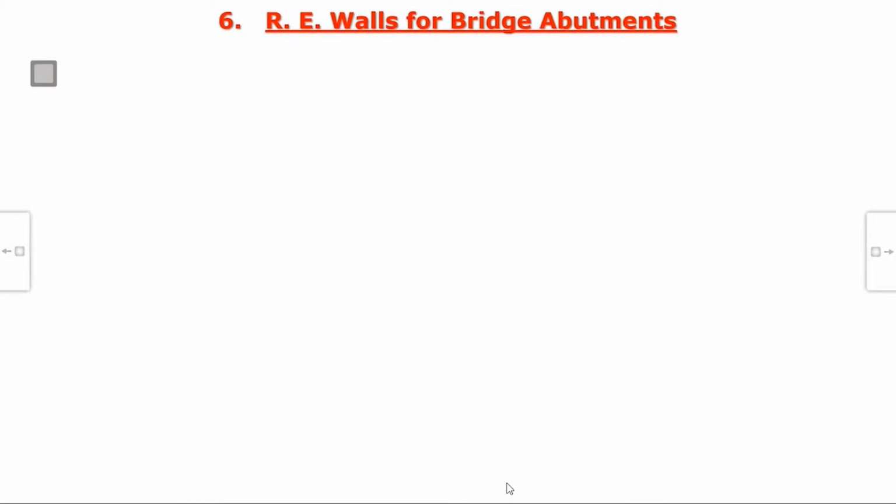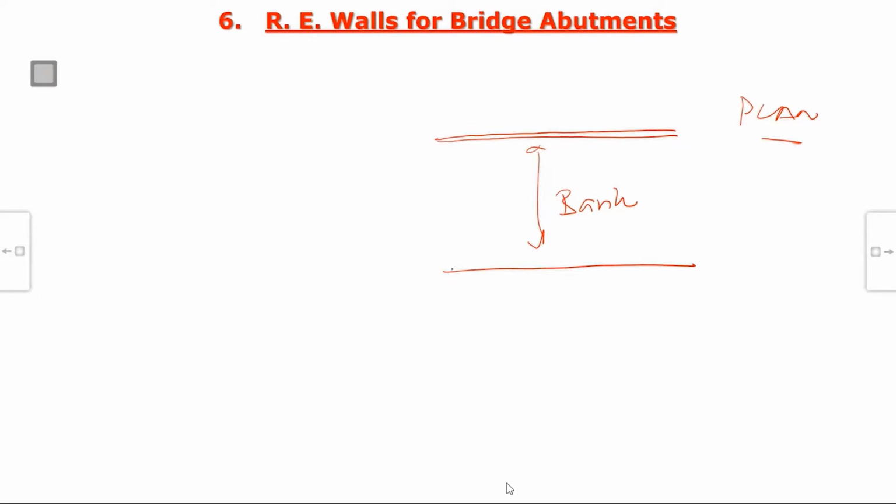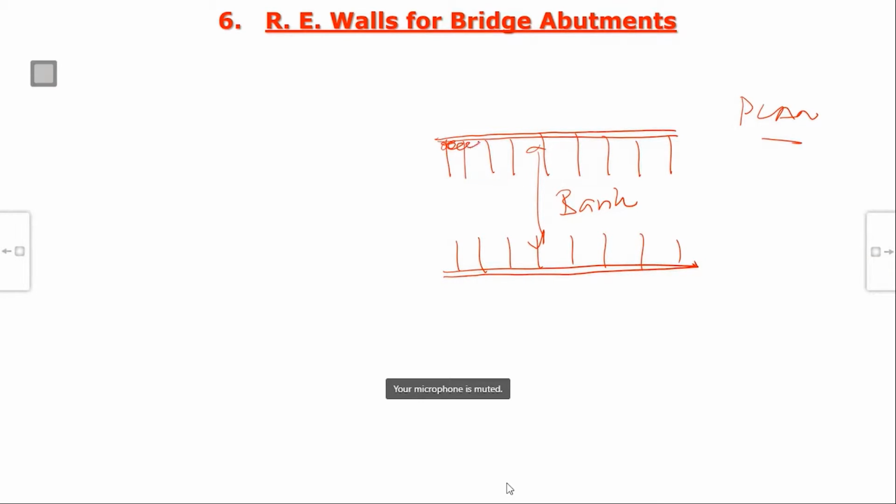In addition to embankments, the RE structures are also used as bridge abutments. See, if we see in plan, let us say this is in plan. This is my bank or embankment, and this is my RE structure, and I may have reinforcement like this. And there will be drainage here, and there will be drainage here.